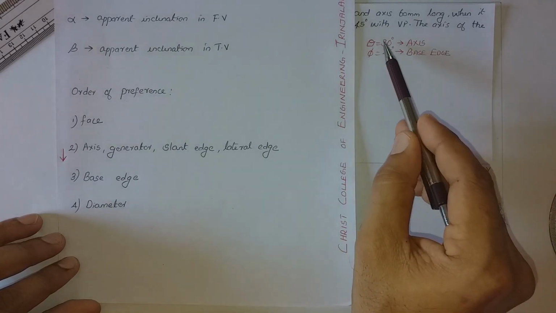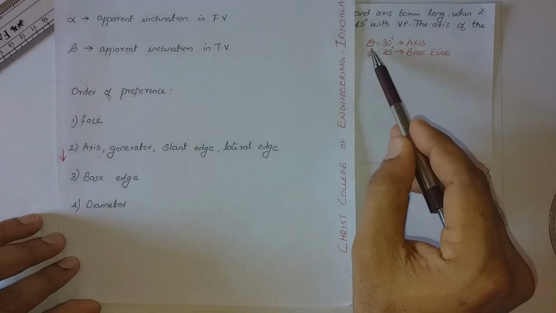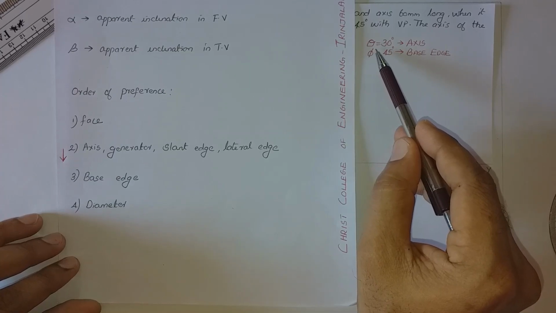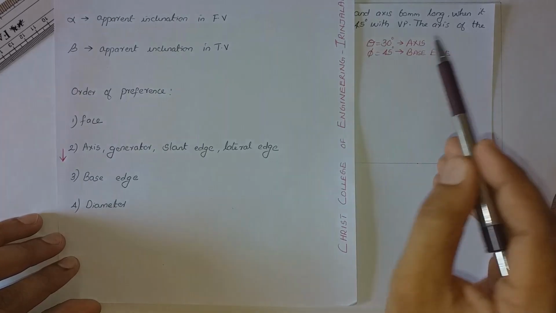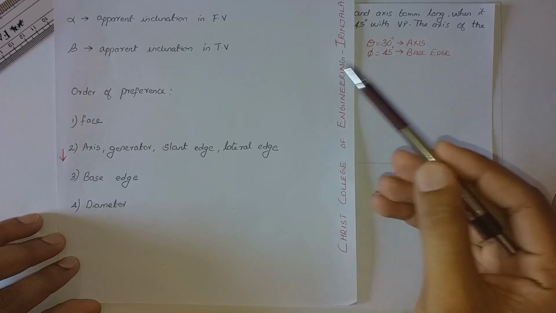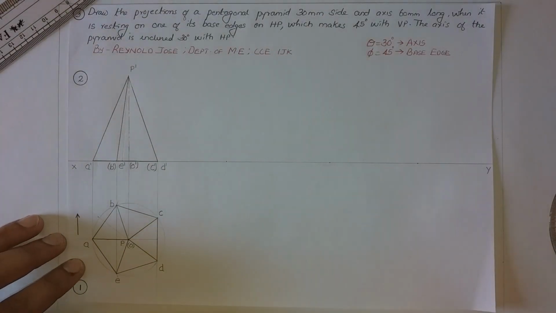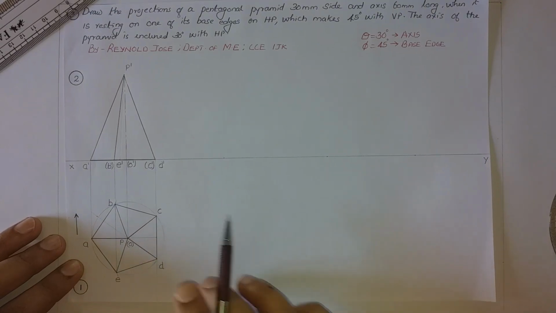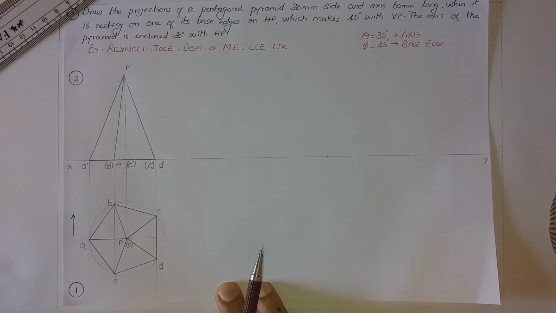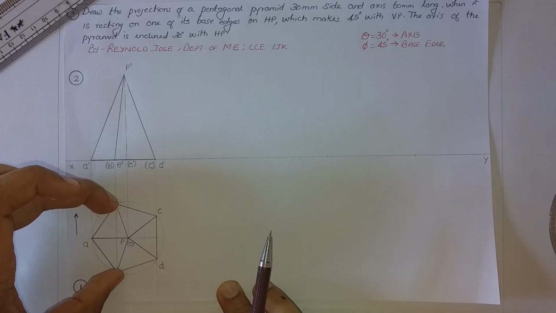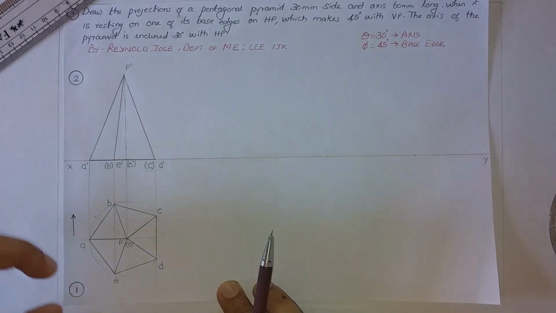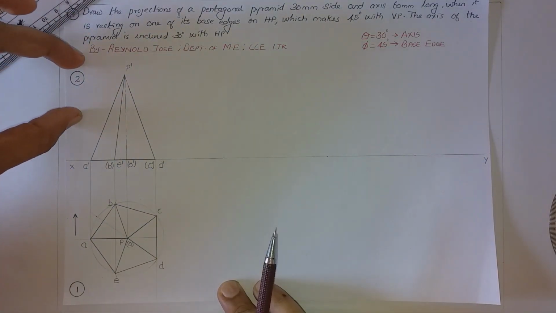So as we have to give theta first, theta is the inclination with respect to the horizontal plane. So the view that is on the horizontal plane, that is the top view. So the base shape must be drawn in the top view. That is why I have drawn it as the first diagram. After drawing the top view, then we will be proceeding to the front view. So this is diagram number one and this is diagram number two.